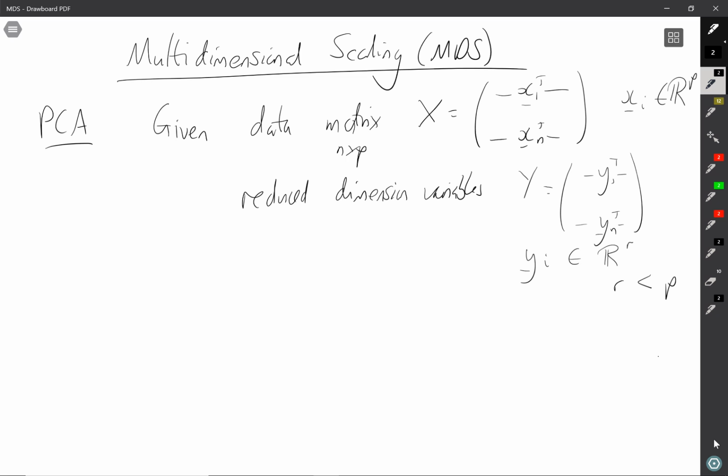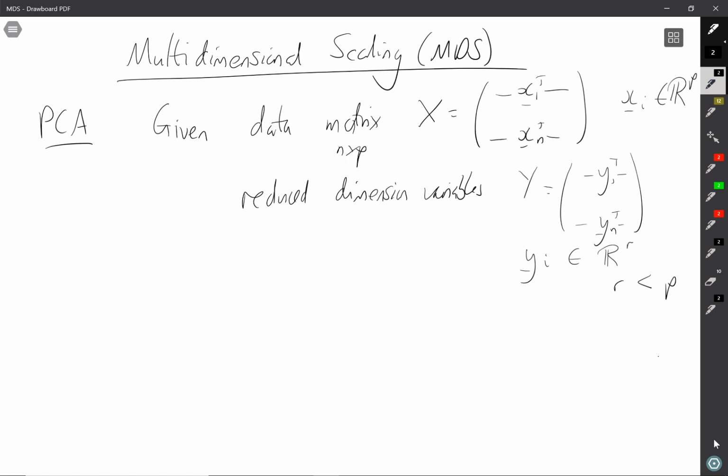So this chapter is about multi-dimensional scaling, MDS. It's also a dimension reduction method, like PCA is and like CCA, canonical correlation analysis is, but it takes a different approach to PCA.